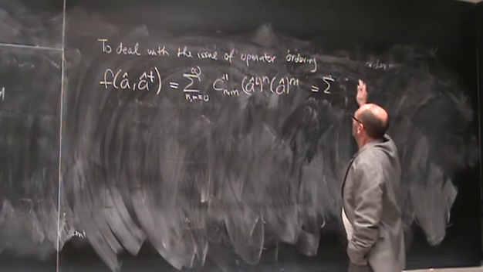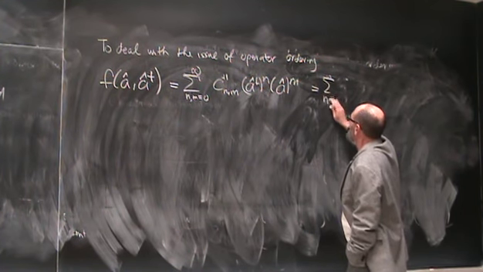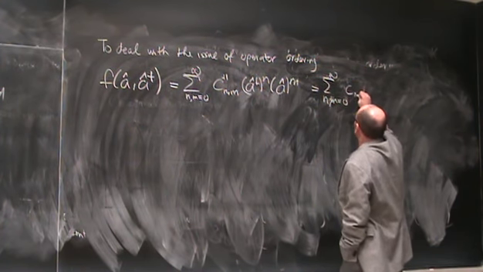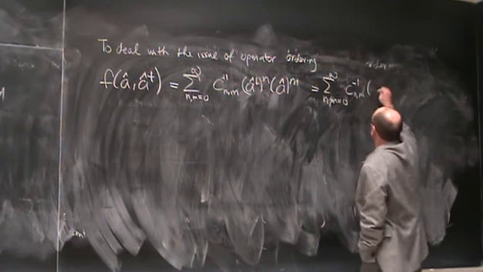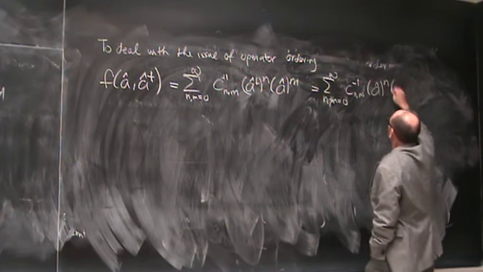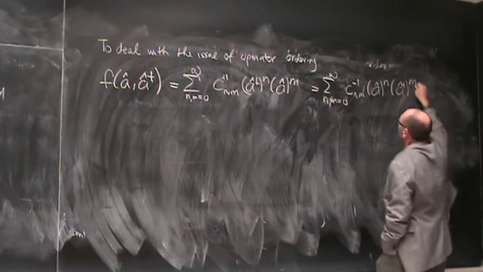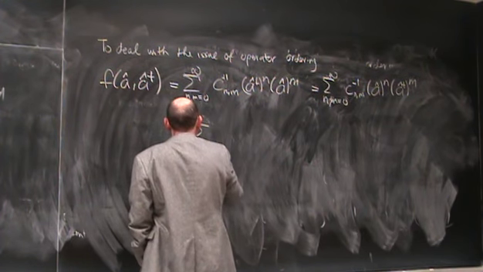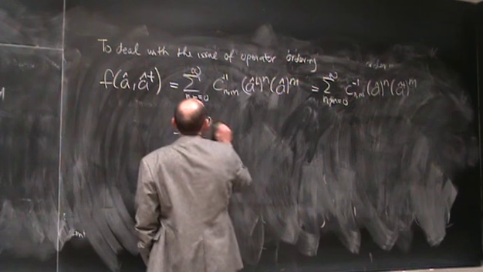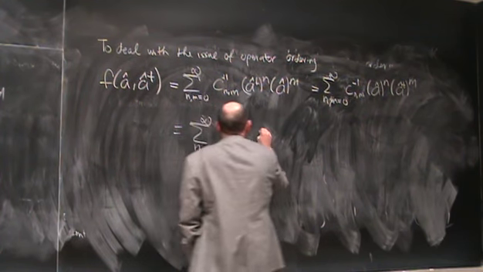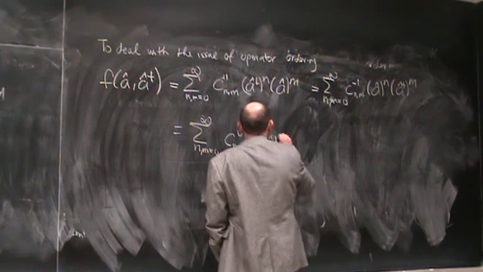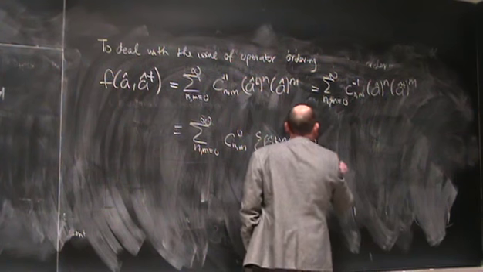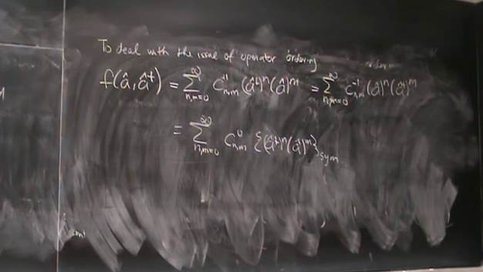Or, equivalently, if I ordered it Cn m minus 1, A and A dagger to the m. Or, the sum n equals 0 to infinity, Cn m 0, something I'm going to call the symmetric ordering of this. So, what have I done?